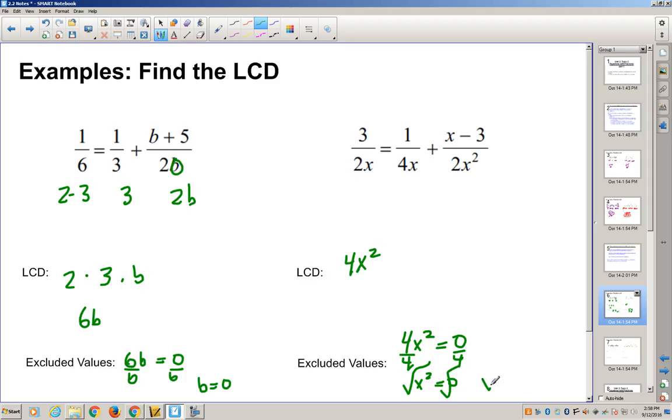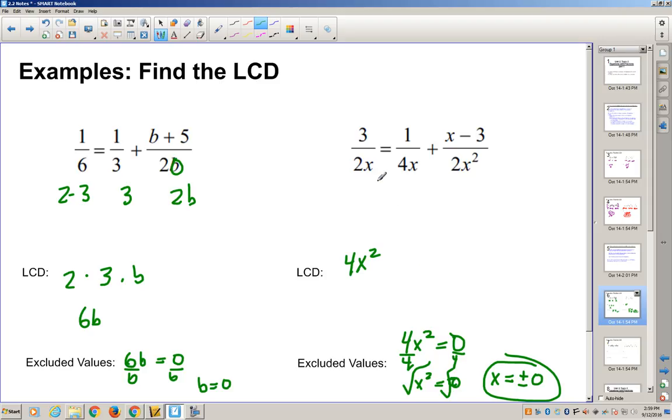You would get x equals... whoops, really did a lot of damage on that one. So you would take the square root of both sides, and you would get x equals positive and negative 0. So you would actually have a double root right there.